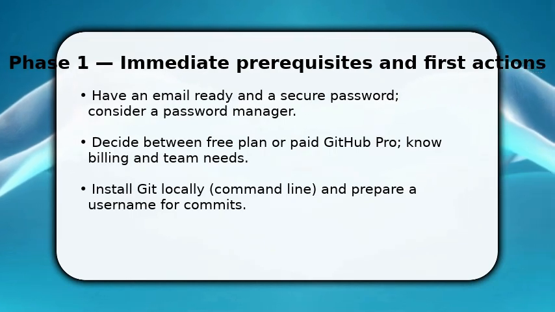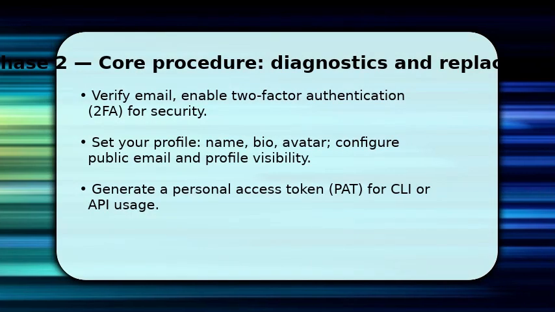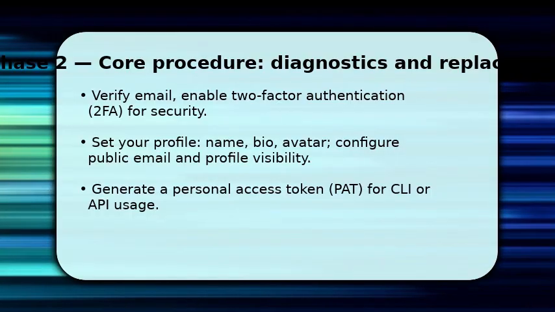Now you configure the account so it works with your workflow. In Settings, enable two-factor authentication. You do this to protect repos and credentials. Next, add your display name, bio, and public email so collaborators recognize you. This ties commits to a clear identity.